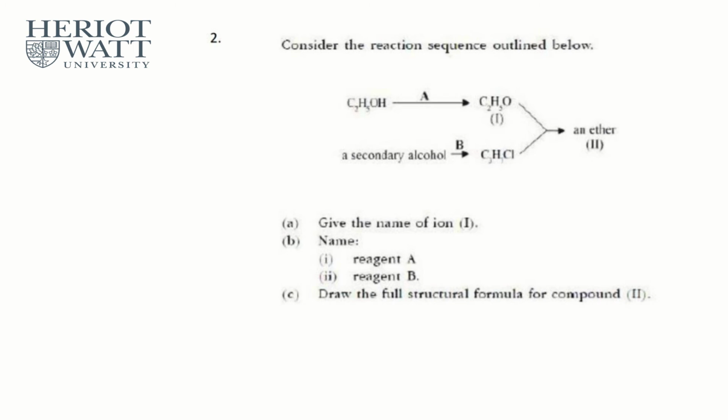Let's move on to question 2. So consider the reaction sequence outlined below. So first we have, okay, it may not be clear here, it's actually C2H5OH. And what happened? It goes through a reagent A to form C2H5O minus. Sorry, the writing is blurry. So it's actually C2H5O minus. From OH turned into O minus by removal of hydrogen.